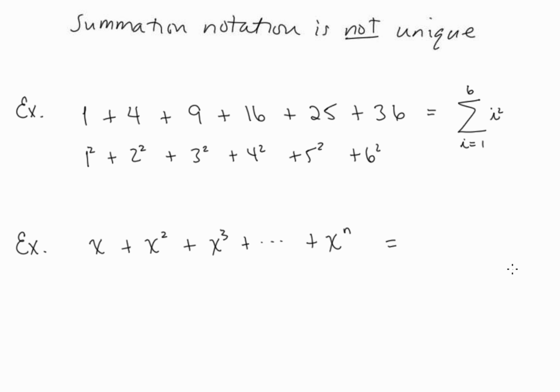Let's take a look at the next one. We have x plus x squared plus x cubed plus dot dot dot plus x to the nth power. So notice here we have an x to the first power, x to the second, x to the third. So again, it looks convenient to start I at 1. This would be I equals 1, I equals 2, I equals 3, all the way down to I equals n. And so we would have the summation, I starts at 1, goes up to n, and what is inside our sum? It's x to the ith power.